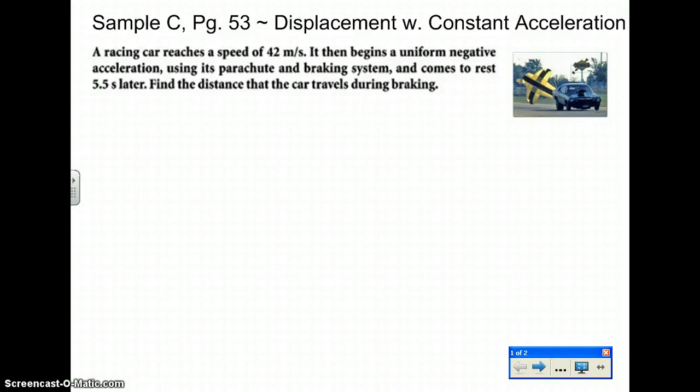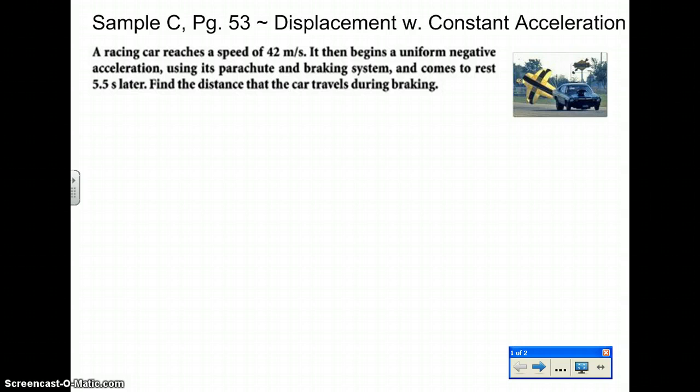All right, sample C. This is dealing with displacement and a constant acceleration. So now we're getting into these kinematic equations. Let's read through the problem. A racing car reaches a speed of 42 meters per second. It then begins a uniform negative acceleration using its parachute and braking system and comes to rest 5.5 seconds later. Find the distance that the car travels during braking.